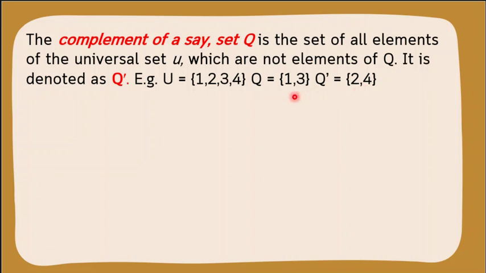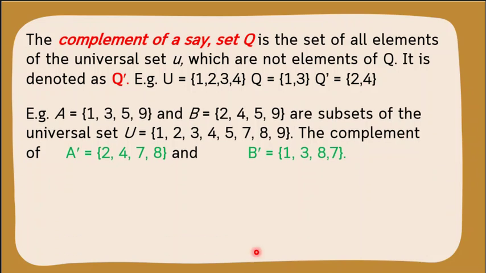Why? Because we are looking at all the elements in the universal set that are not present in the set Q. When we look at the universal set, we see that 2 and 4 are not present in set Q, so the Q complement becomes 2 and 4. This is an important concept to keep in mind.